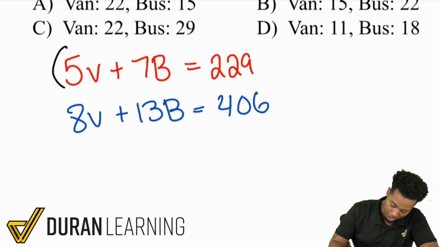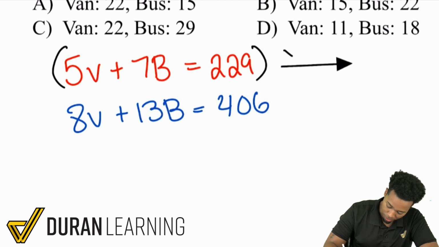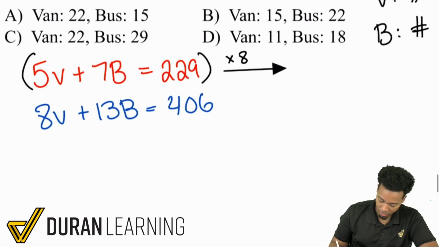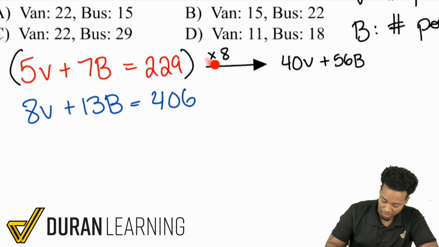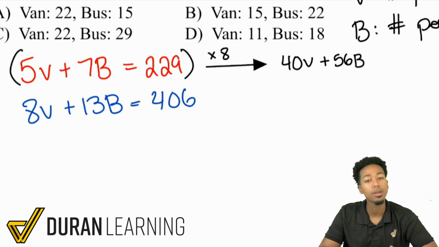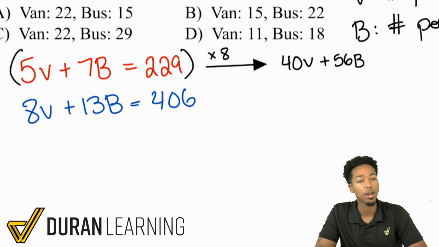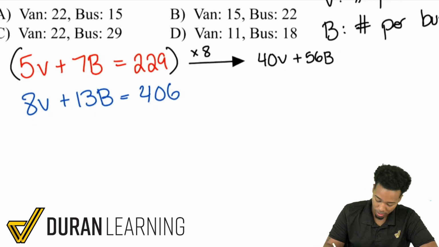I'm going to multiply this top one by 8, and if I do that, what I'll have is 5V times 8, that's going to be 40V. 7B times 8 will be 56B. And then we have 229 times 8. Oh, that's going to be a little tough, but don't worry. Make sure you do it the correct way and move forward from there.